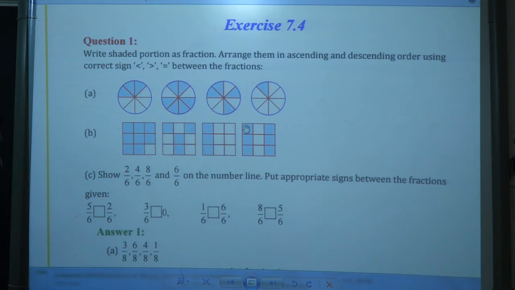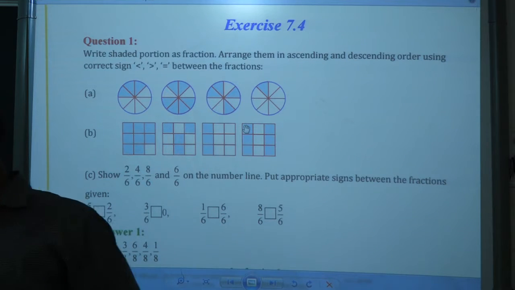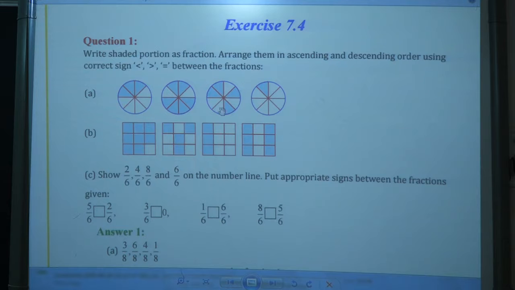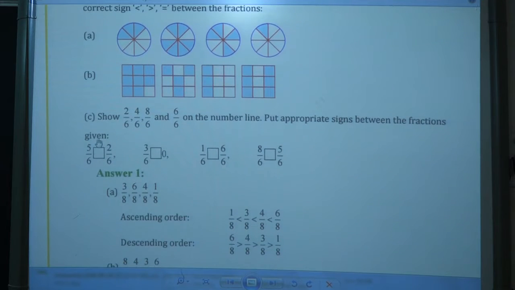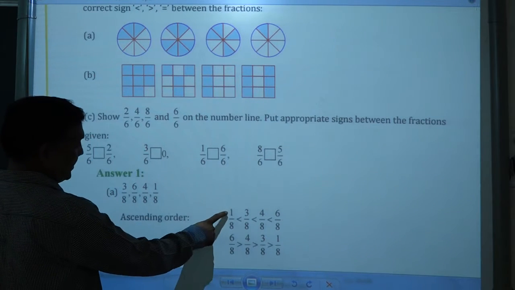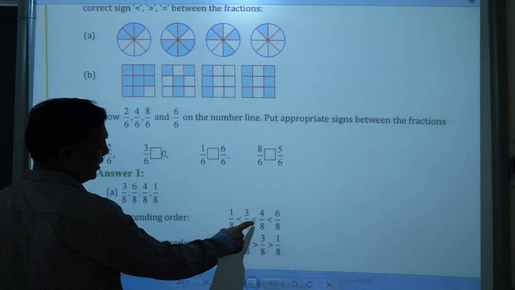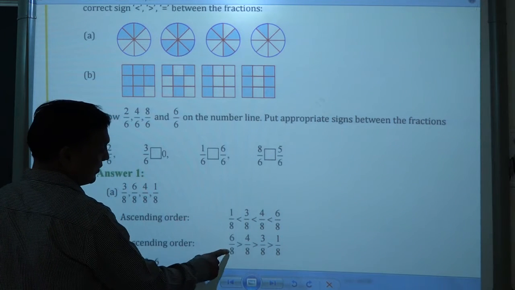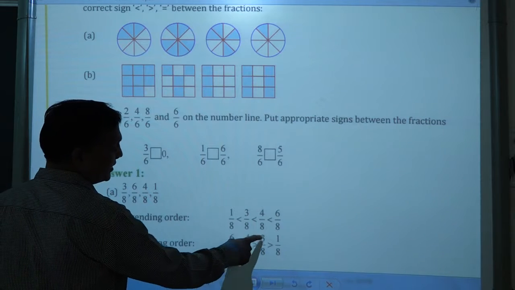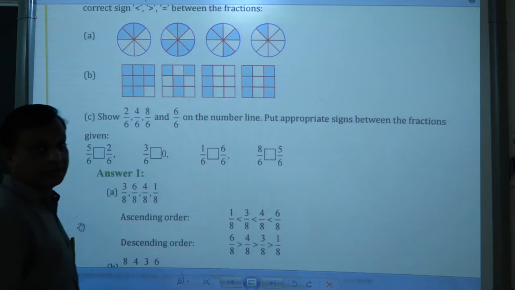This is arranging the numbers. Now this is the question. In ascending order, 1 upon 8 is smaller than 3 upon 8, smaller than 4 upon 8, smaller than 6 upon 8. In descending order, 6 upon 8 is greater than 4 upon 8, greater than 3 upon 8, greater than 1 upon 8. Okay dear.